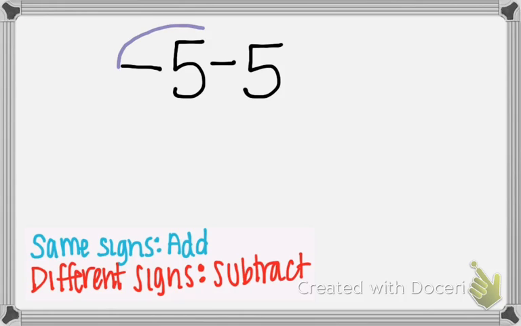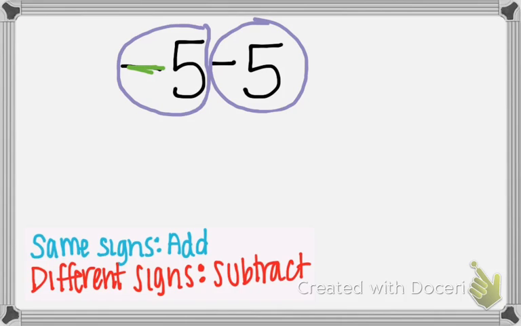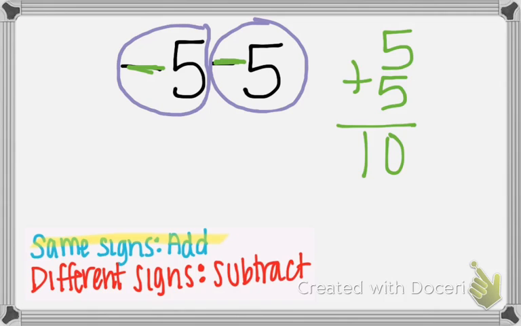Okay, here we have a -5 and a -5. They are both the same. They have the same sign in front of it. So when they're the same, we add. So 5 plus 5 is 10. Then we look in front of the larger number. Well, they're both 5, so look in front of whichever one you want, and it's -10.